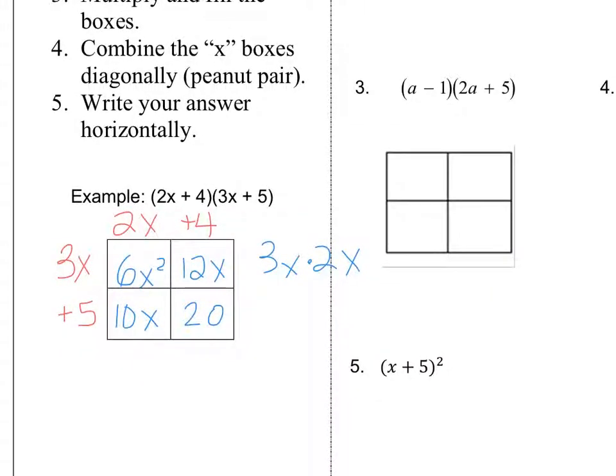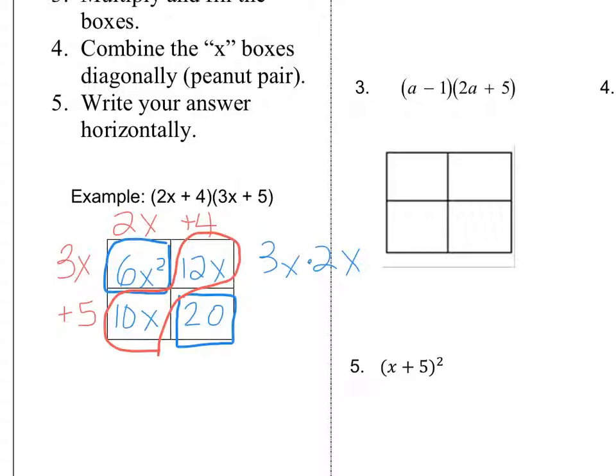So now we're down to step 4. Step 4 says that we need to combine the x boxes. Let's look at the pattern, because learning the pattern of this box is really going to help. We've got a 6x squared in this first box. If you notice, there's no other x squareds in any of the boxes. And in this last box, we have just a plain old number. It's the only one. But what we have here diagonally are like terms, positive 10x and positive 12x. When you circle them, they kind of look like a peanut, so we call that the peanut pair.